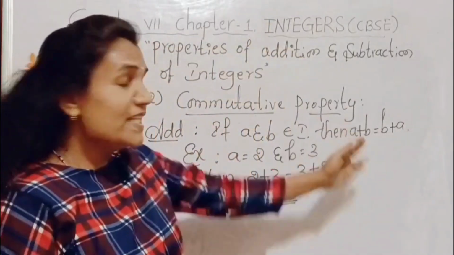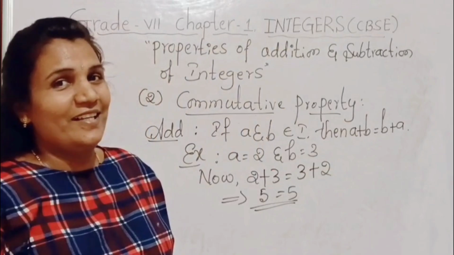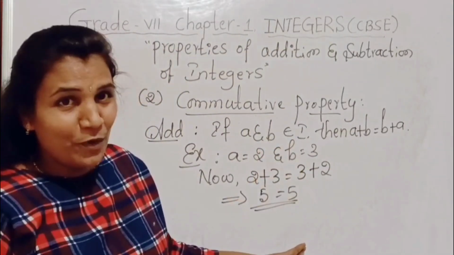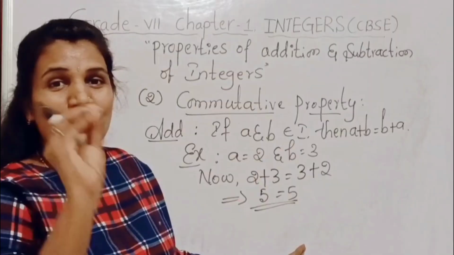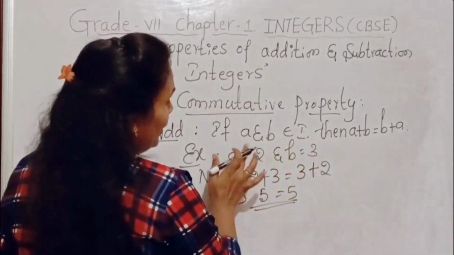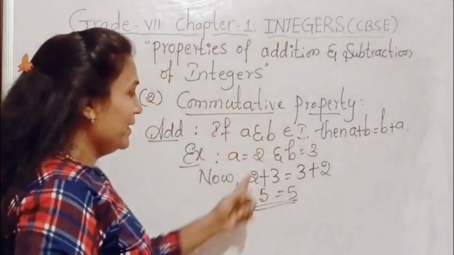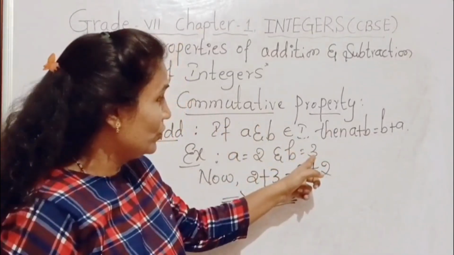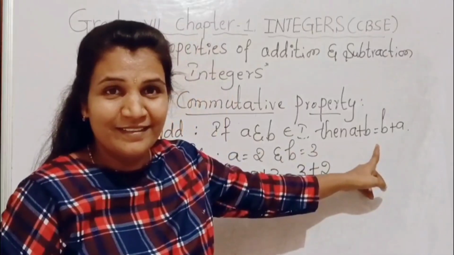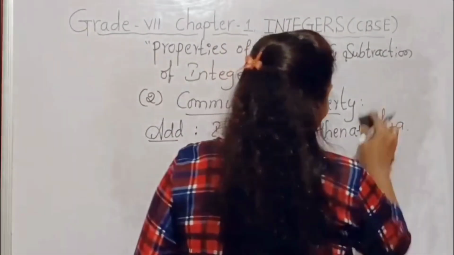Clear? Yes. Let us check for subtraction. By seeing only we can tell the commutative property does not hold good for subtraction of integers. See here. If A and B are any two integers, A is equal to 2, B is equal to 3. Then is A minus B equal to B minus A? Never. Let me check that.